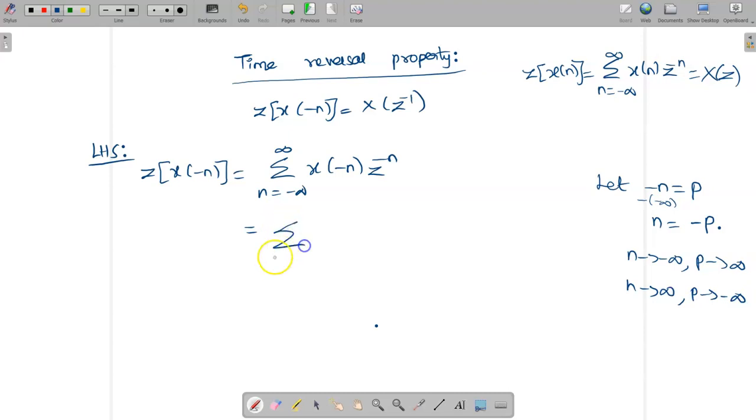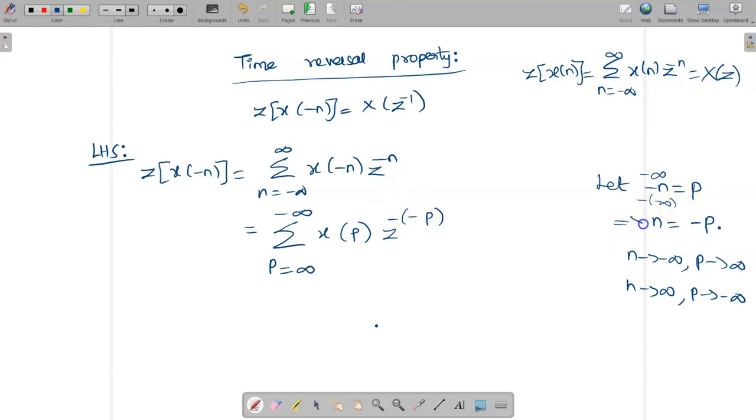Okay. So now the summation will become p equal to infinity to minus infinity. Instead of writing minus infinity to infinity, why? Because when I substitute n equal to minus infinity, p becomes plus infinity. When I substitute infinity, it becomes minus infinity. So p becomes infinity to minus infinity. X of what is minus n? Minus n I know it is p. Okay, z power minus what is n? N is nothing but minus p.